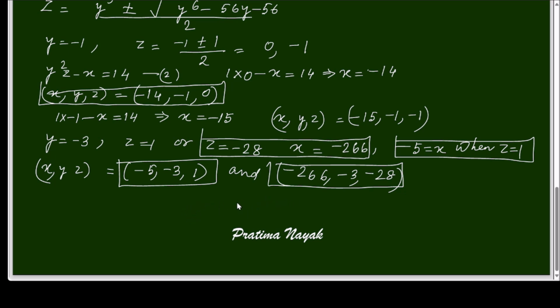So which one will be the farthest from the origin? Certainly the last one, so minus 26, minus 3, minus 28 is the farthest point from the origin.